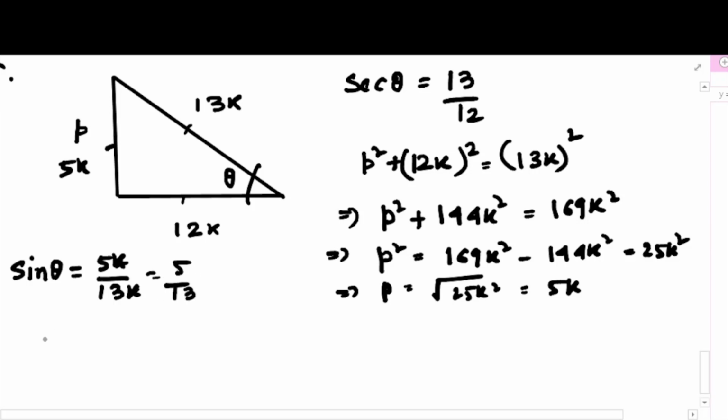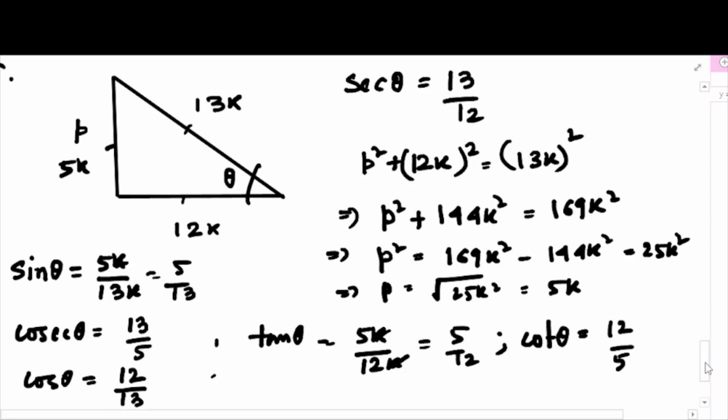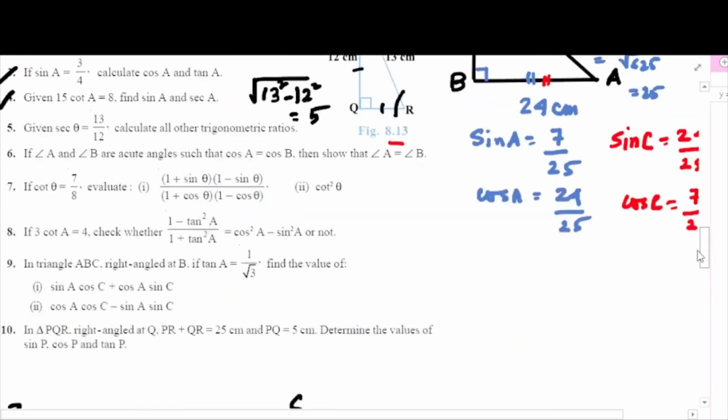The k gets cancelled, so it gives me 5 by 13. What is cosec theta? Cosec theta is the reciprocal of sine. That means it gives me 13 by 5. What is cos theta? Cos theta is the reciprocal of sec, so directly we can write this as 12 by 13. What is tan theta? Tan theta is equal to perpendicular by base, so here it becomes 5k by 12k. This k gets cancelled, so that means 5 by 12. What is cot theta? Cot is the reciprocal of tan, so it becomes 12 by 5.